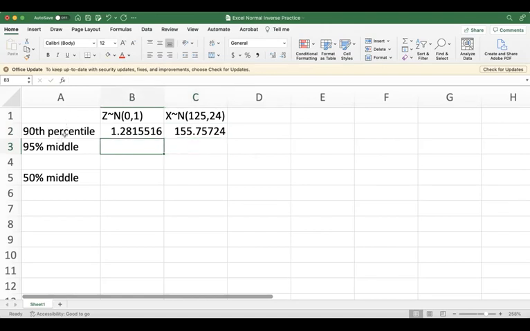Now we're working with the 95% in the middle. This one's a little trickier because it's in the middle.